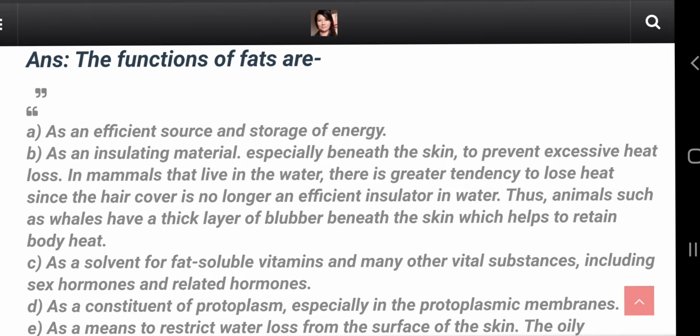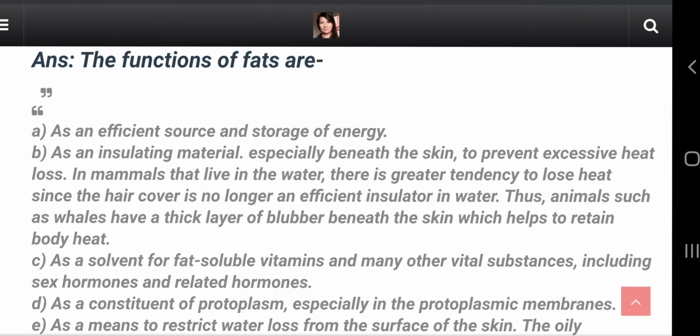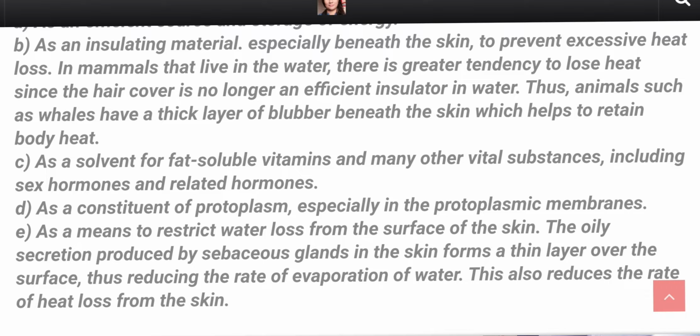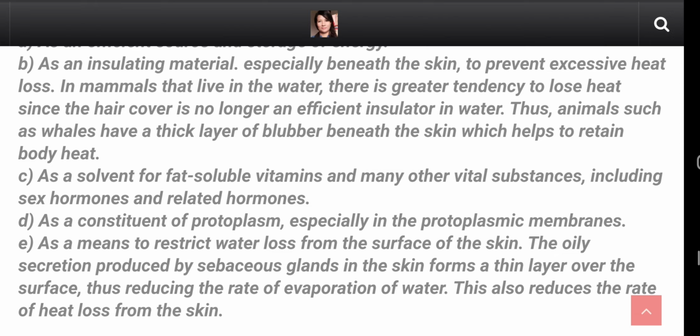Another function is as a solvent of fat soluble vitamins. What kind of vitamins? Fat soluble vitamins. And many other vital substances including sex hormones and related hormones, and a constituent of protoplasm, especially in the protoplasmic membranes.